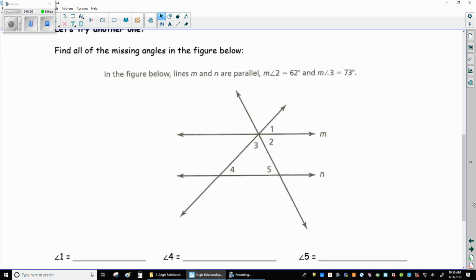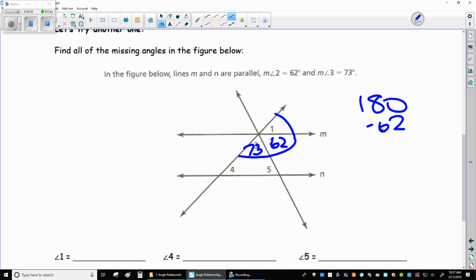All right, so let's take a look. So if angle 2 is 62, angle 3 is 73. What do you guys know about 1? 1 shouldn't be that bad. Shouldn't 1 be a straight line with that? So 180 minus 62 minus 73. I'm definitely going to need a calculator for that.